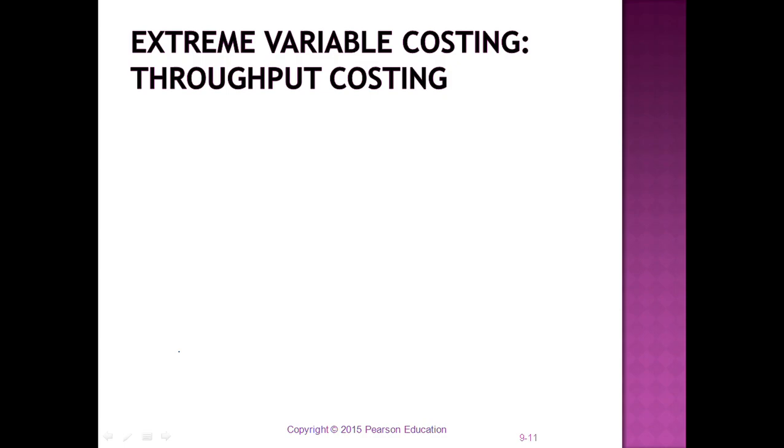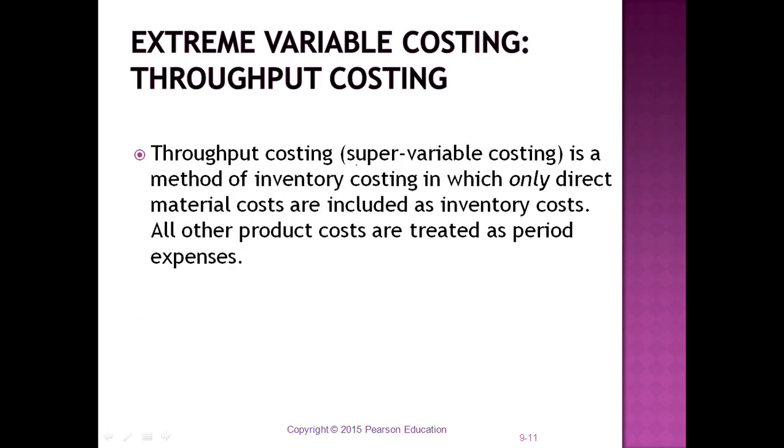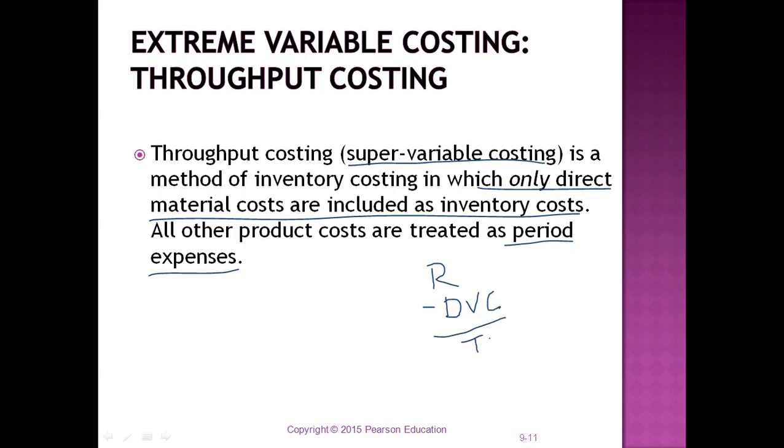I will talk about another level of variable costing, which is called throughput costing. Now, throughput costing is sometimes called super variable costing, where basically you would be considering only the direct material cost as inventory cost, and all other cost is treated as a period cost. Now, in a throughput costing, what you would be doing is you're going to do revenue minus only direct variable cost, and that would give you your throughput margin.